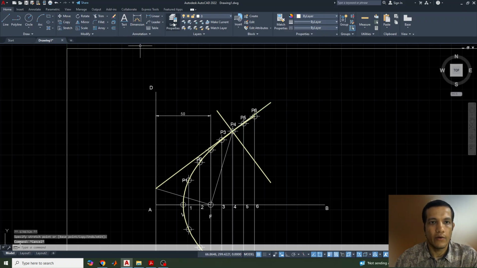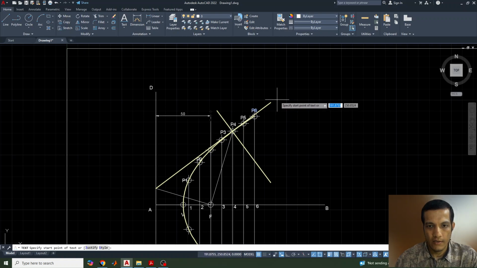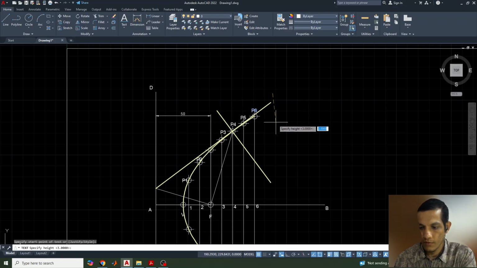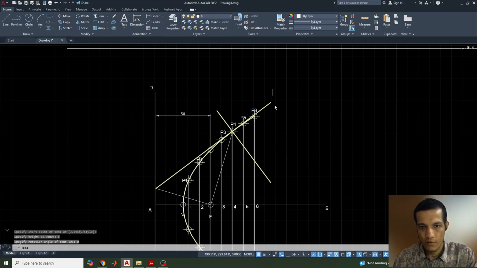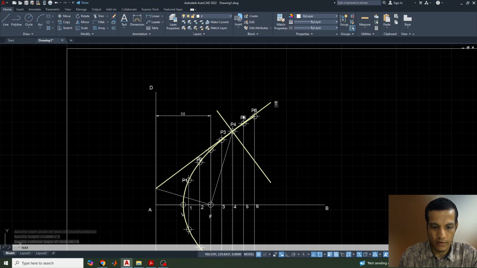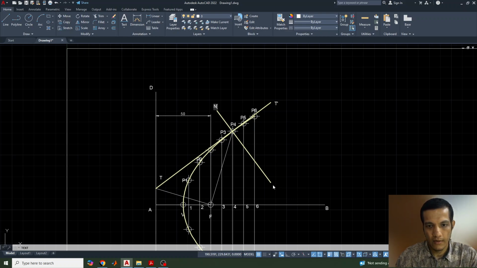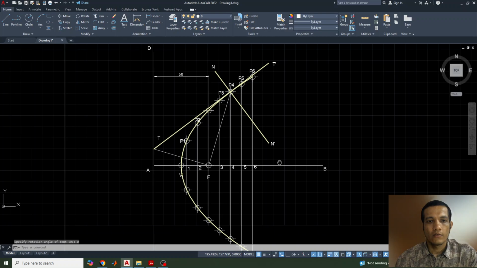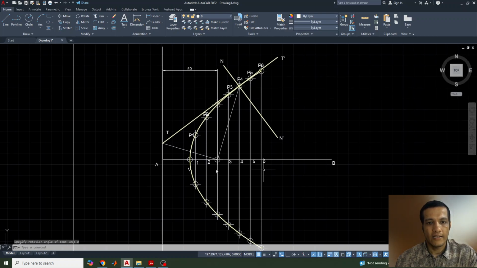Okay, and now we need to give the text of this, single line text. This is our T dash, and this is our T, and this is N, and this is N dash. Okay, so like that we can complete the tangent and normal on the parabola.